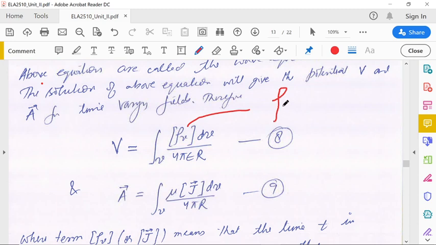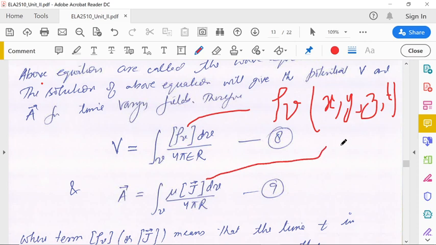So rho v is a function of x, y, z, and t here. Similarly, J is a function of x, y, and z. This is also a function of all four coordinates. So this is a function of the spatial coordinates as well as the time coordinate.